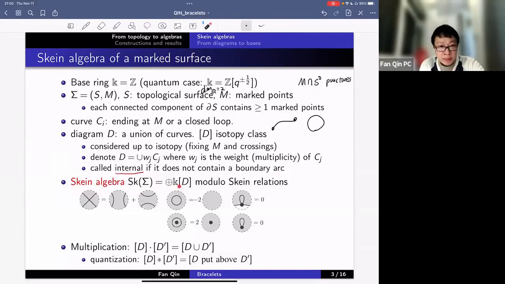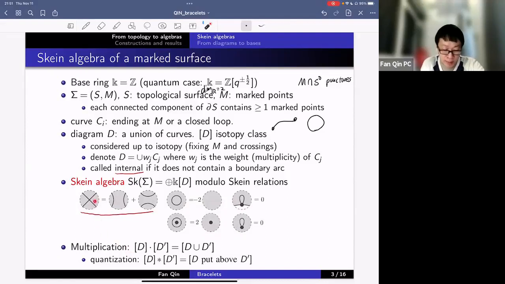And our Skein algebra is simply the module modulo the Skein relation. The most important one is this one, in my view. This is a resolution of crossing. Whenever you have a crossing locally, you resolve it into two curves. And you also have some condition concerning the contractible arcs: if something contracts to a point, you have some definition here.